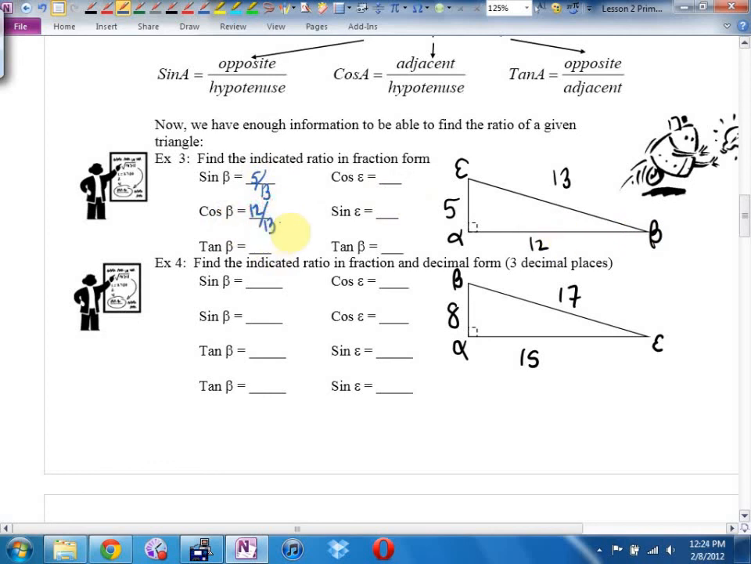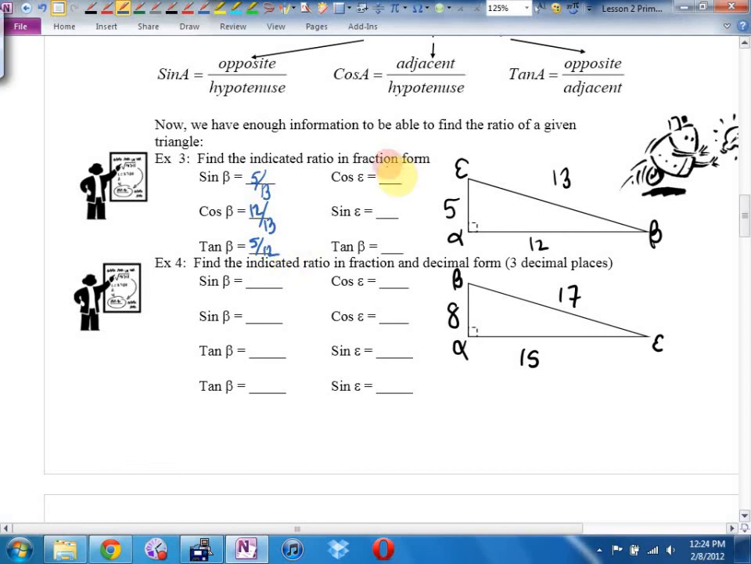And Rachel, let's finish this off in style. What's the tangent? That's opposite over adjacent. Yep. What's the 13? Is that the hypotenuse? Yeah, 5 over 12. Yep. Way to finish in style. You're awake now? Good. Excellent.